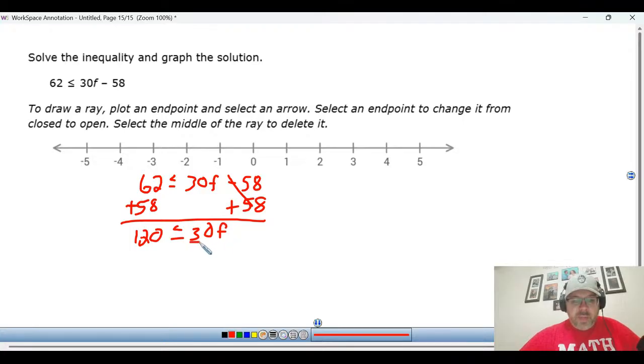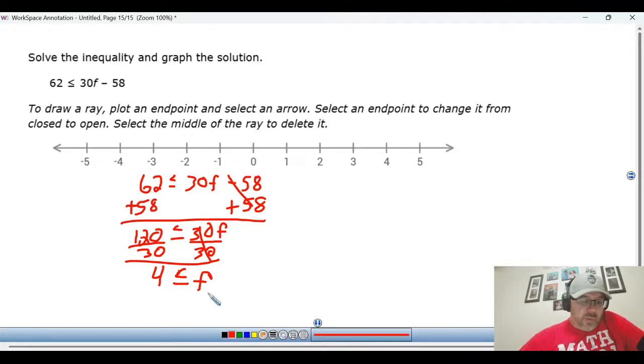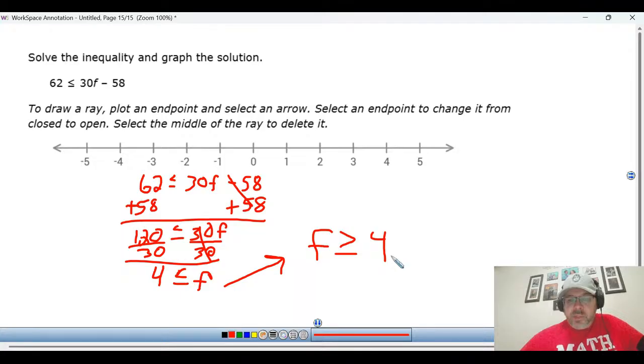Okay, we're going to divide by 30. And then I have f on this side, and we have 4 over here. But again, f is on the wrong side. It's not where it makes it easy for us to figure out. So we're going to flip it and make f over on the left side. We flip the inequality to make it greater than, and we put our 4. So let's go to our 4. It does have the line underneath it, which means it's equal to as well. So we put a solid dot.